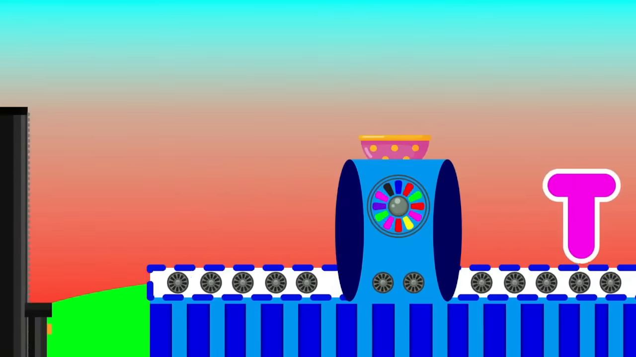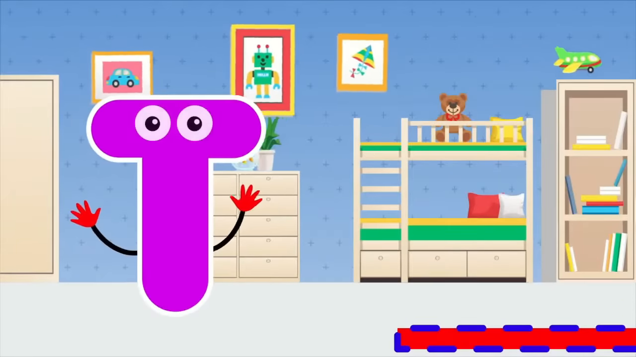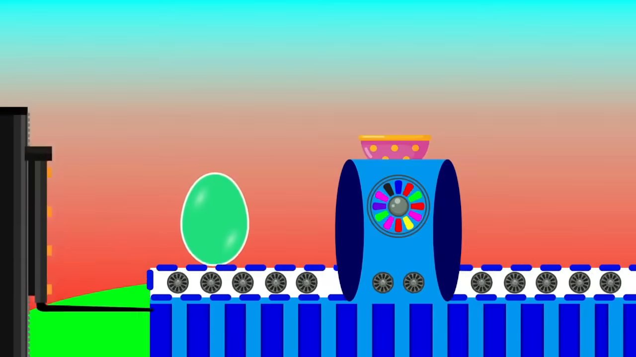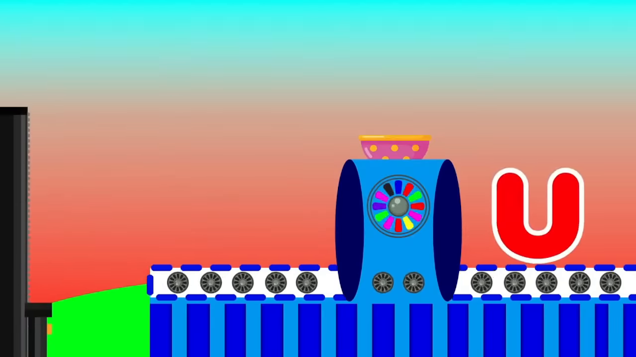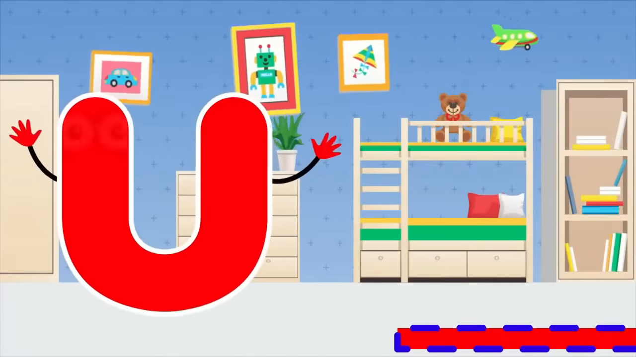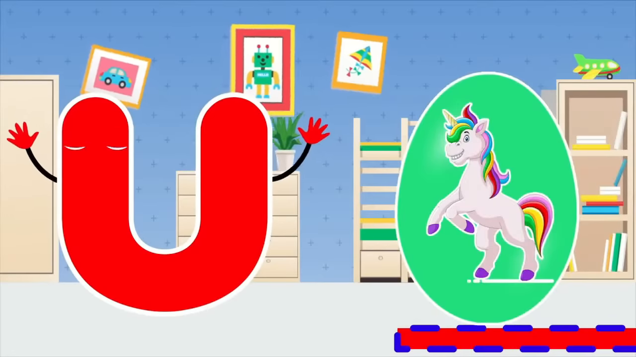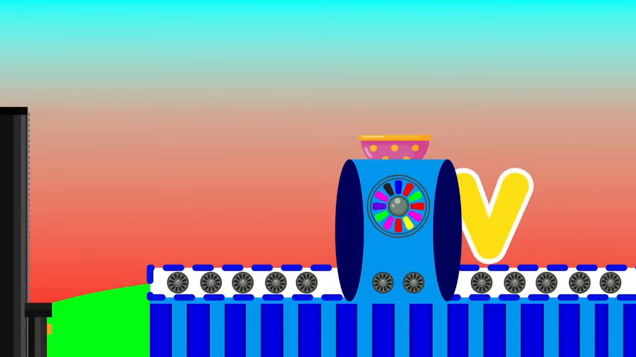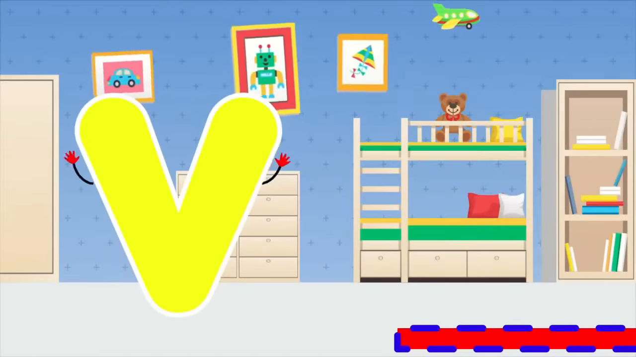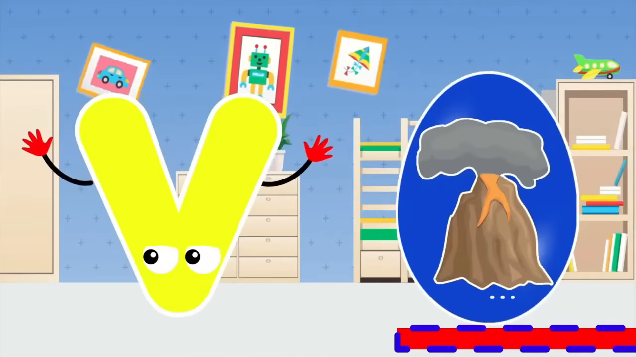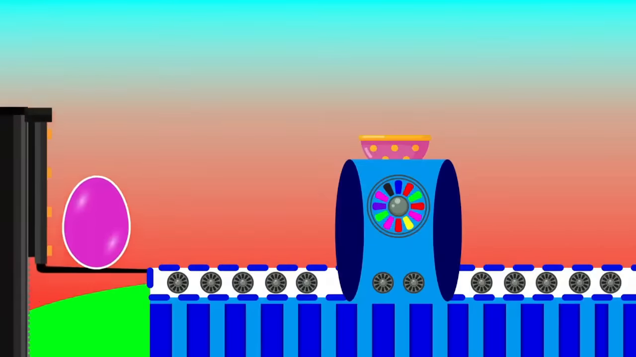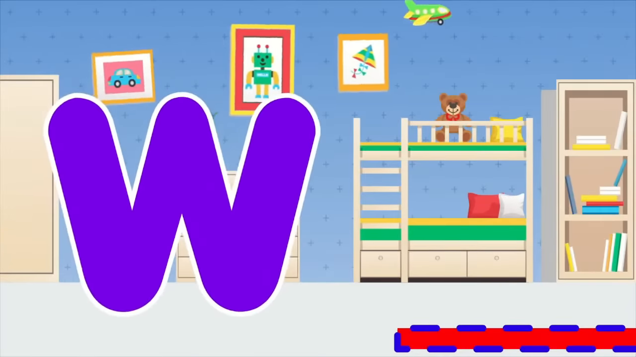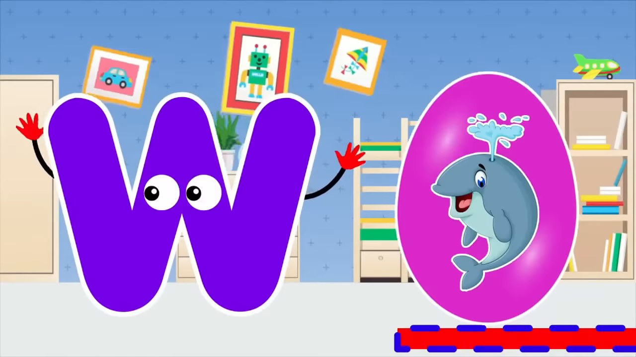Here is an alphabet G. G is for T-Rex. Here is an alphabet U. U is for unicorn. Here is an alphabet V. V is for volcano. Here is an alphabet W. W is for whale. Uh-huh, good job.